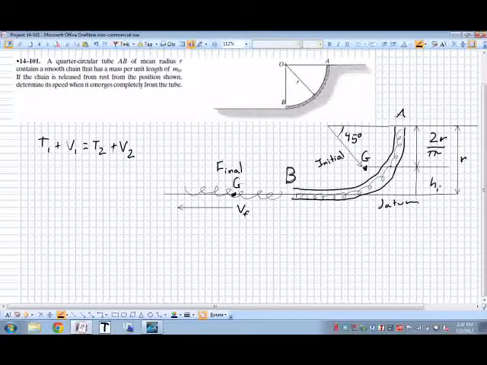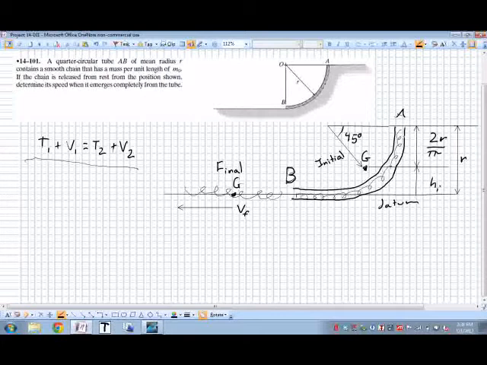This problem is going to involve the conservation of energy. So here we have it written out: T1 plus V1 equals T2 plus V2. And then already drawn here we have a free body diagram of the initial state and the final state. Initially the chain is at rest. We have the center of gravity marked here on the diagram.